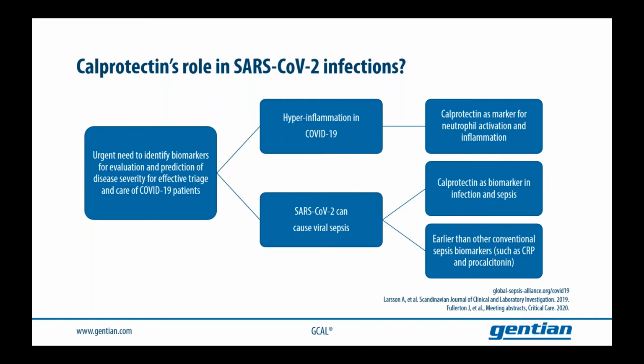The role of calprotectin in early identification of neutrophil activation and hyper-inflammatory response in COVID-19 and COVID-19 related sepsis has been confirmed in several studies. Therefore, calprotectin may be used as a valuable biomarker for early evaluation of the disease severity and identification of patients at the risk to progress to severe form of the disease, contributing to effective triage and care of COVID-19 patients.